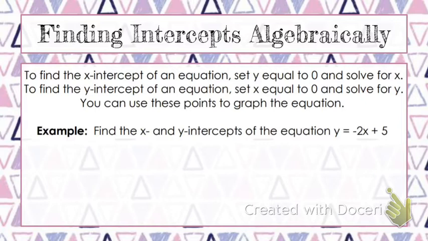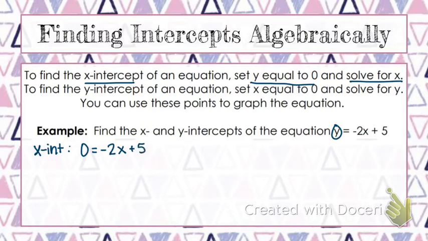So this says to find the X-intercept of an equation, set Y equal to 0 and solve for X. So that's what we're going to do. For the X-intercept, we're going to replace Y with a 0. So we're going to have 0 equals negative 2X plus 5. And then we're going to solve for X.